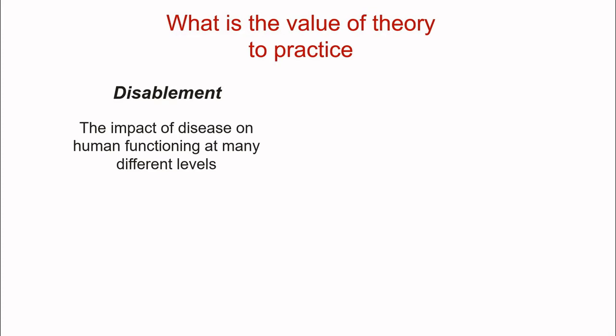Disablement concerns the impact of a disease on human functioning at many different levels. What can a theory of motor control do for us when it comes to the concept of disablement? One thing a theory of motor control can do is help us to conceptualize what we mean by the word functioning. For example, what goes into an understanding of a person having high functioning or low functioning? What are the things that affect function? What is the relationship between functioning and a specific functional assessment that we might perform, like a simple range of motion, for example?